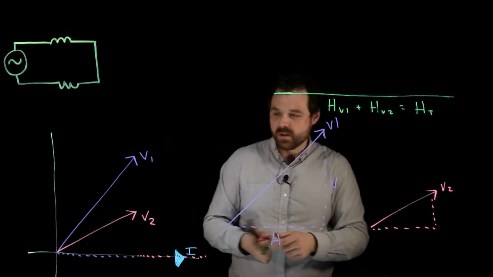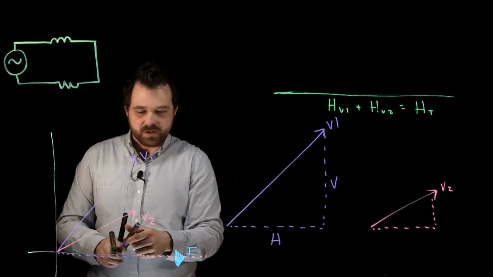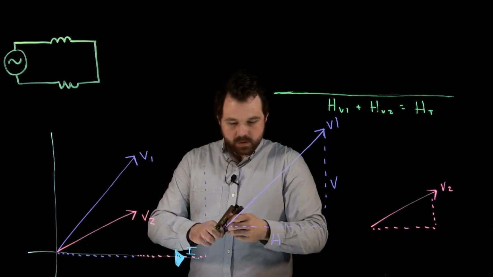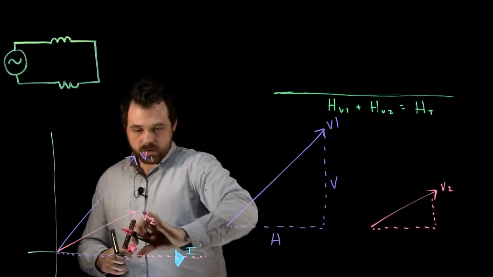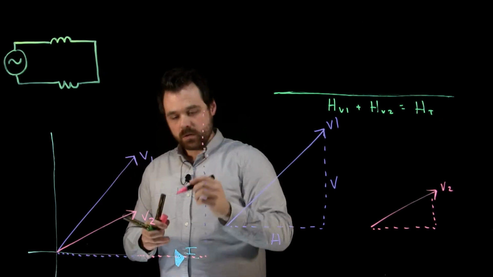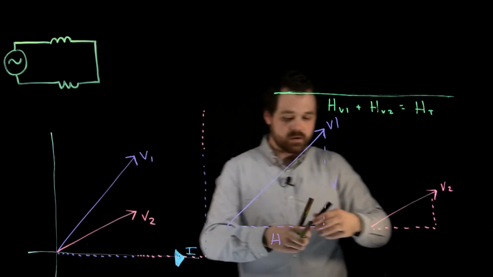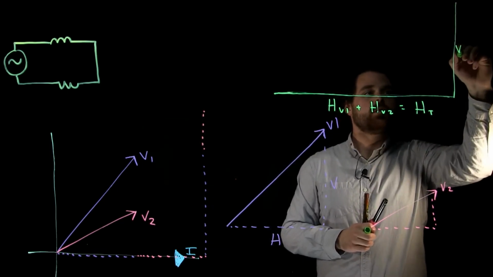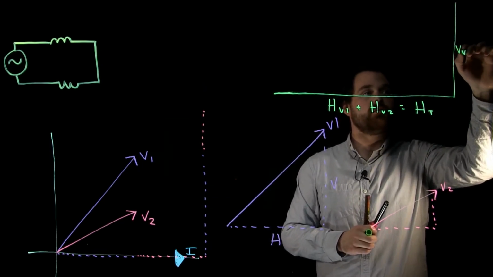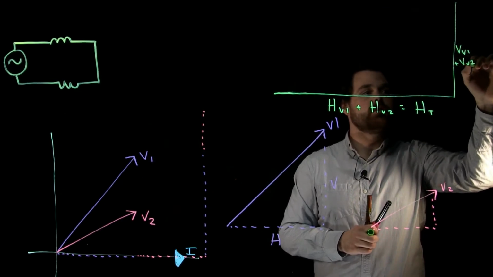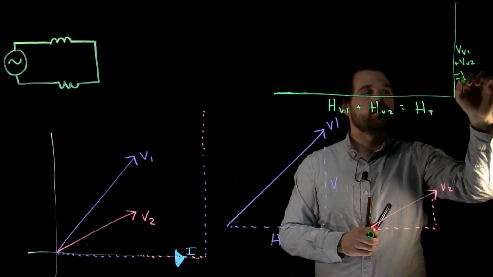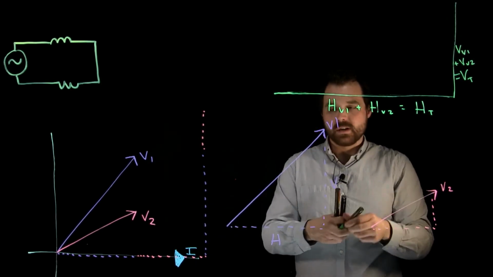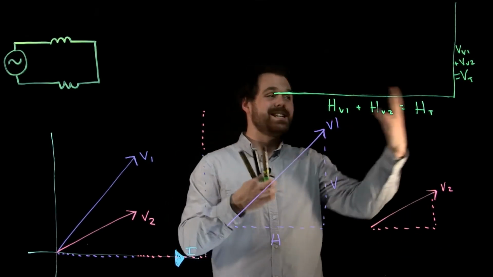Then we do the same thing. We're going to take the vertical of V1 plus the vertical of V2 gives us our vertical of V1 plus vertical of V2 equals vertical total, right? So we're adding up the verticals on both of these. It's going to give us our VT.